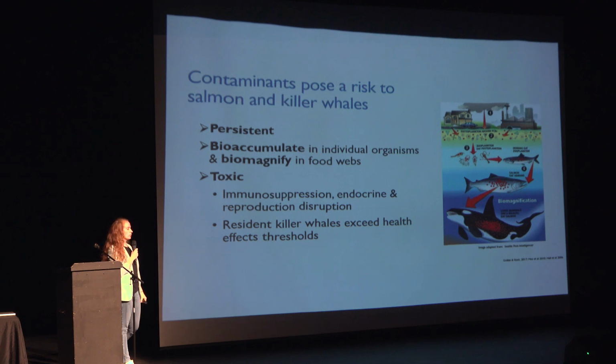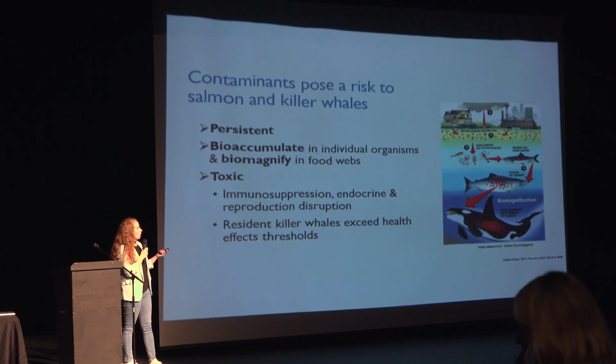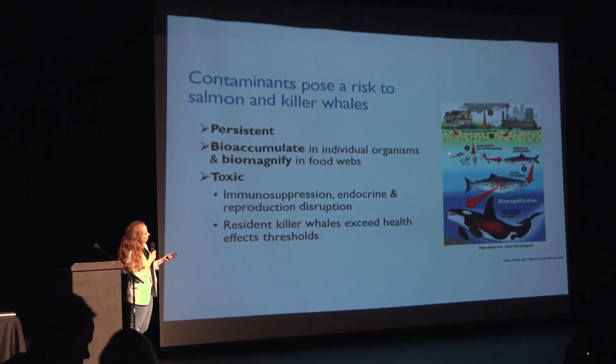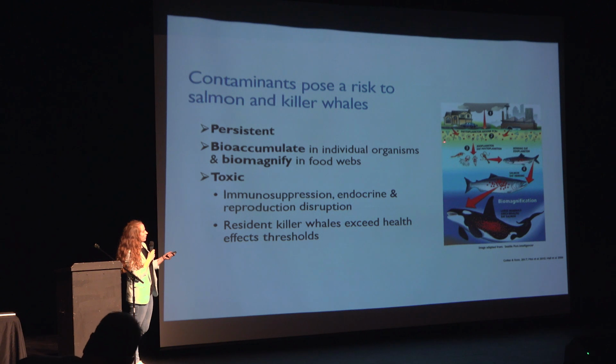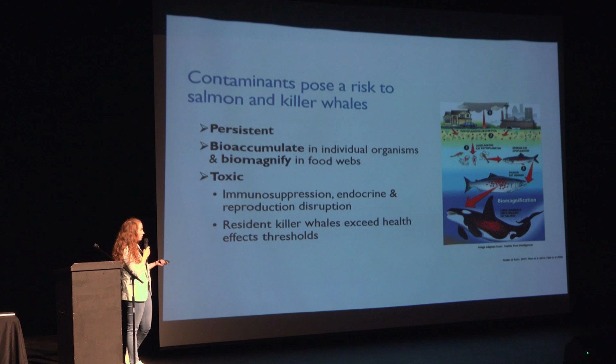So why are these a concern for Chinook and resident killer whales? Well, they're persistent in the environment, so they're really hard to break down in the natural environment, and they're really hard to break down once animals consume them. They bioaccumulate in animals as they age, and they also biomagnify up food chains. The picture on the right shows an example of how once PCBs are released into the environment, they start off in small concentrations in phytoplankton, and they increase at each level of the food chain to the highest concentration in our resident killer whales.